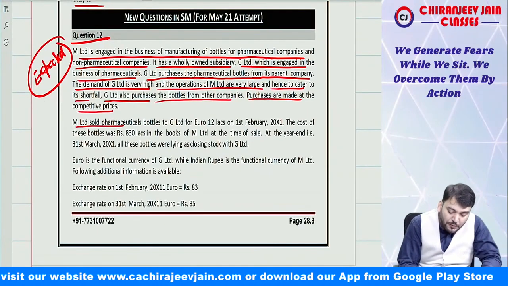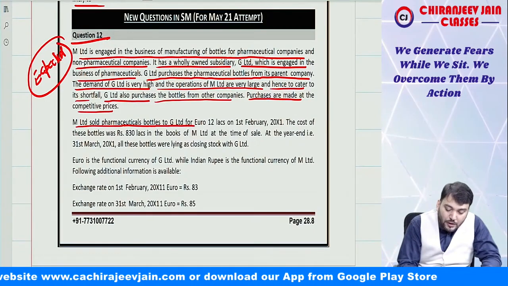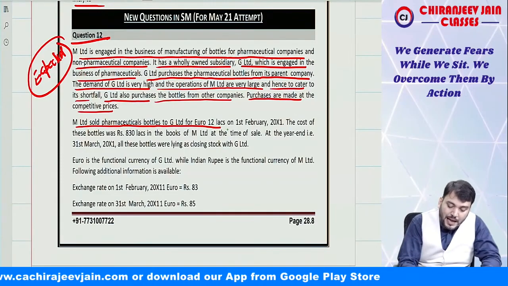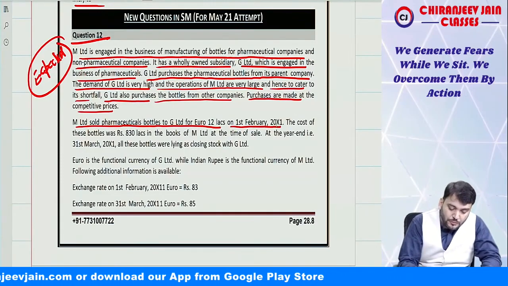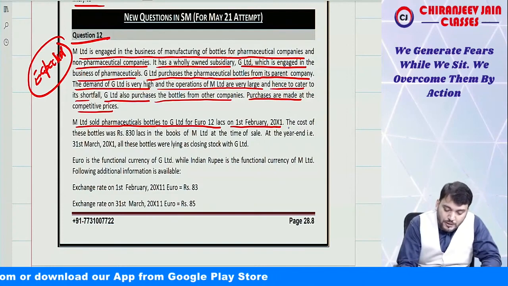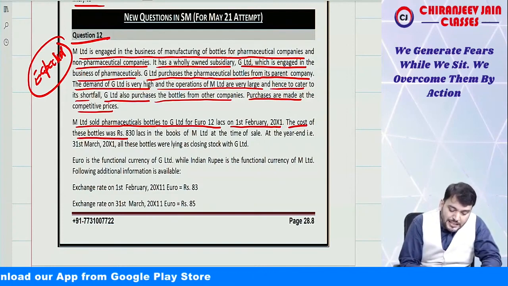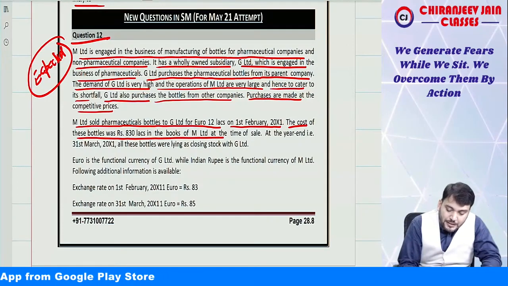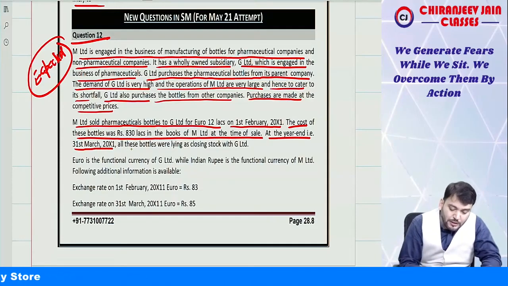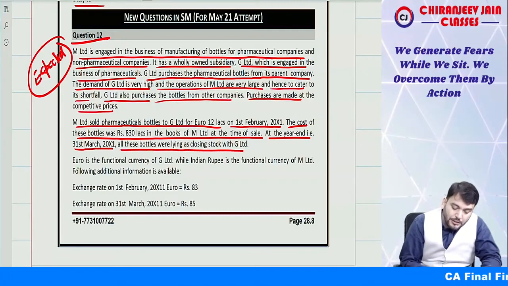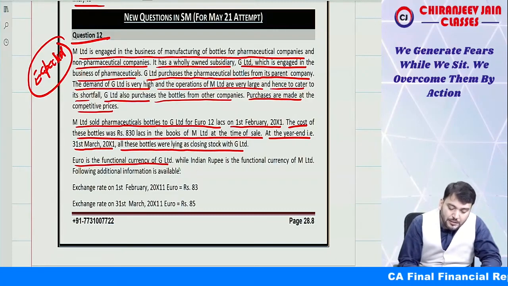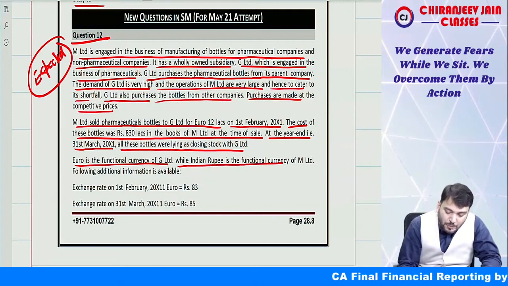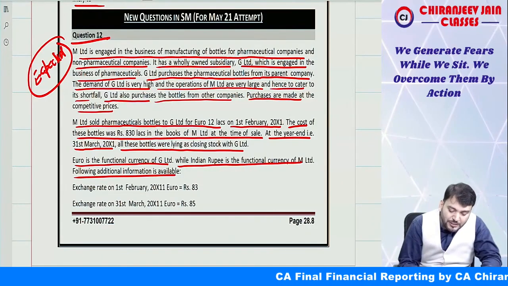M Limited sold pharmaceutical bottles to G Limited for Euro 12 lakh on 1st September 2001. The cost of these bottles is 830 lakh in the books of M Limited at the time of sale. At year end, on 31st March, all these bottles were lying as closing stock with G Limited. Euro is the functional currency of G Limited, while Indian rupee is the functional currency of M Limited. Following additional information is available.